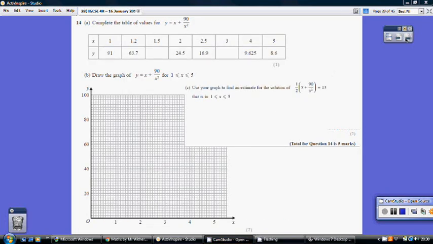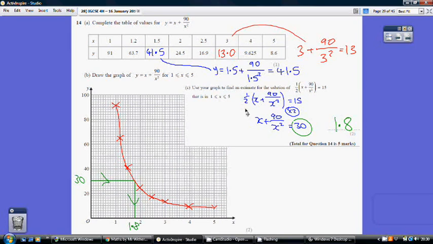Question 14. Well, quite straightforward really. We just need to find out these two missing y values. So we take our x value and substitute it into the function. So first of all, we substitute it in here. So it'll be 1.5 plus 90 divided by 1.5 squared.